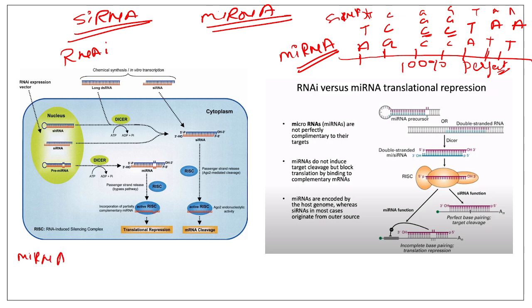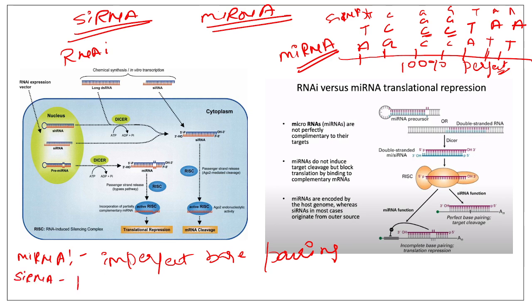miRNA has imperfect base pairing. I'm really sorry for my bad handwriting, I cannot help it. Whereas siRNA has a perfect base pairing. Now, what is the consequence of this perfect or imperfect base pairing?